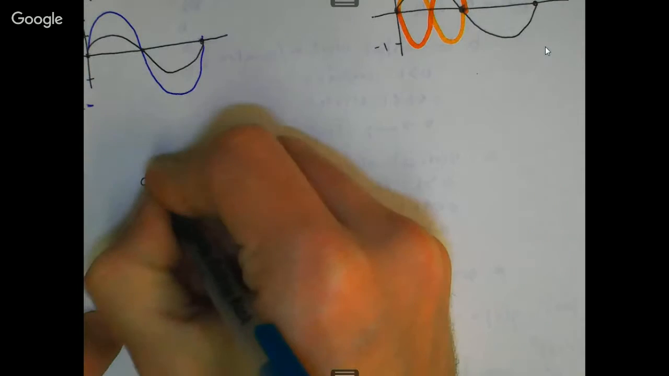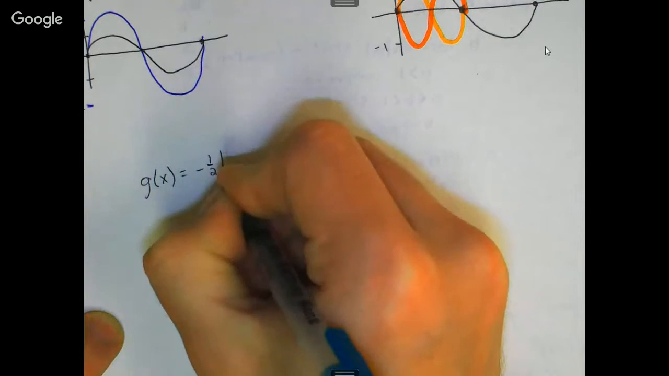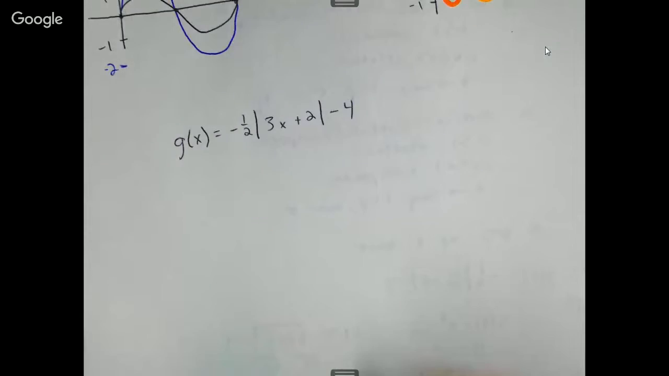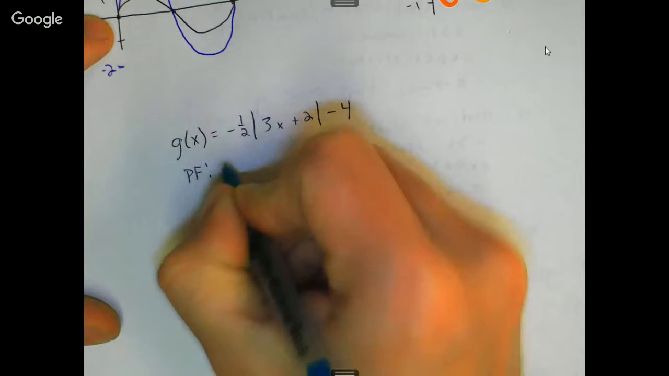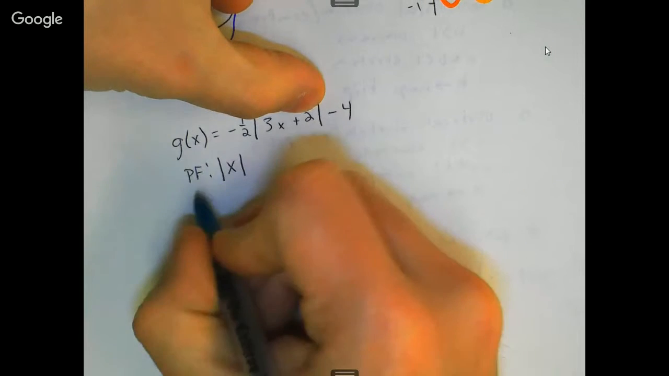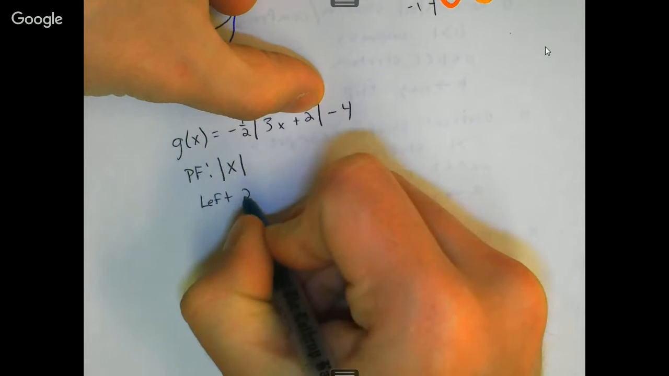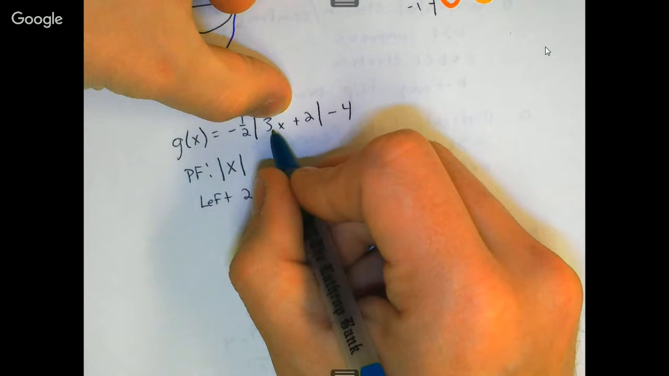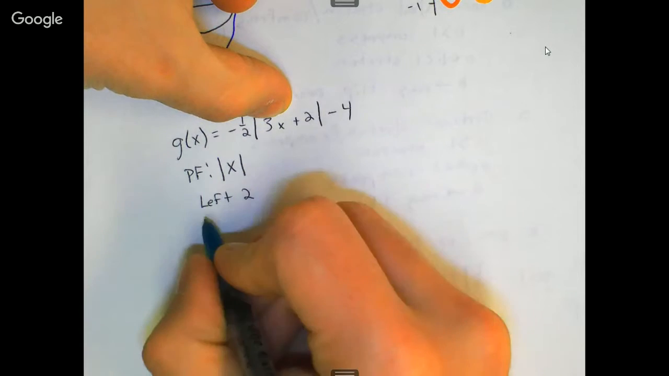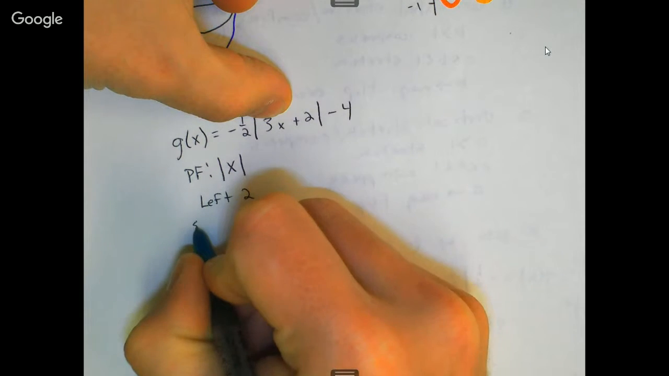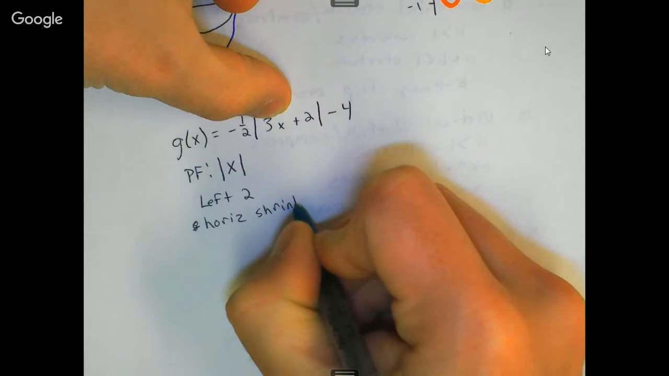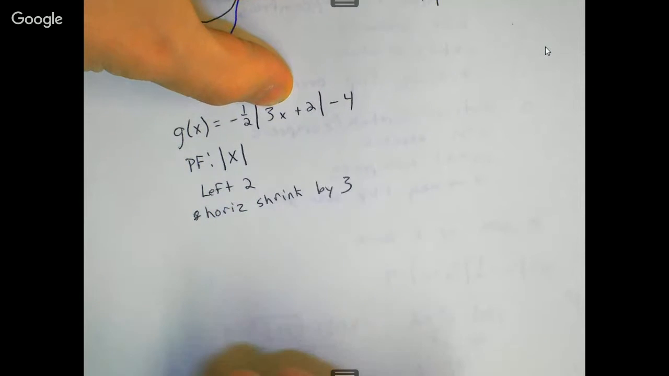Our goal equation right here. So we start with the parent function, the absolute value of x. And we start right here. So h means left 2, the opposite of h goes left and right. B in the name is a horizontal stretch or shrink. So this is a shrink. So horizontal shrink by 3. Then we go to A.